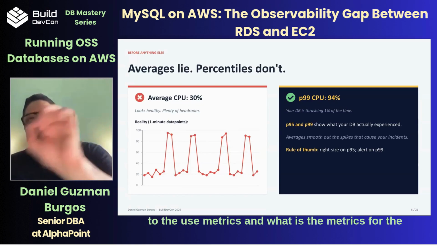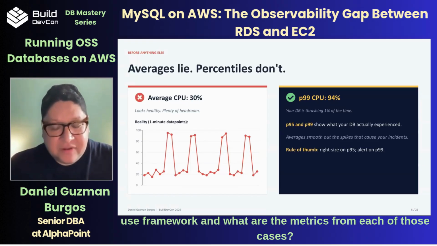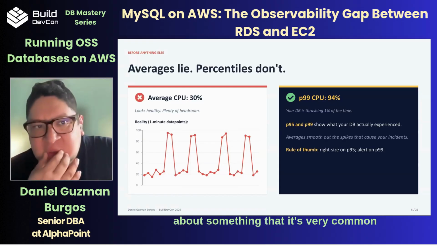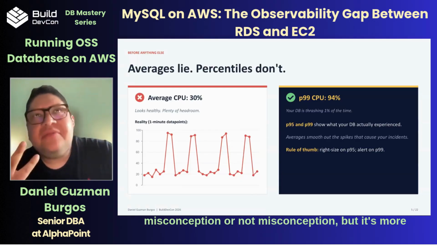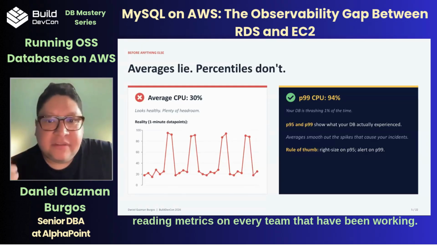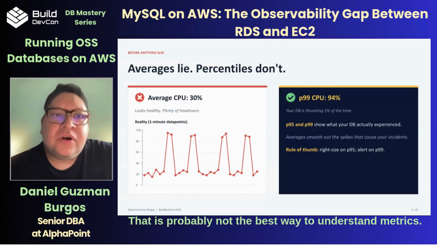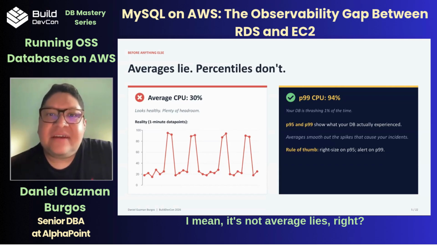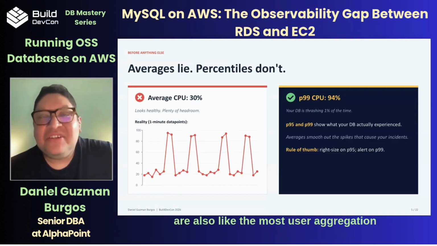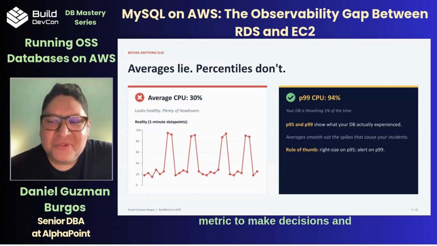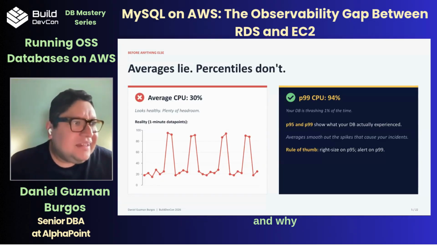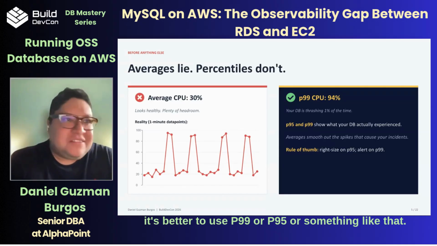Before going to the metrics for the USE framework and what the metrics are for each of those cases, I want to talk about something that is a very common misconception, or rather something that just gets carried on while reading metrics on every team I've worked with. It is probably not the best way to understand metrics, and that is that averages lie, right? Ironically, averages are also the most used aggregation metric to make important decisions, and sometimes that comes with surprises, which is why it's better to use P99s or P95s.